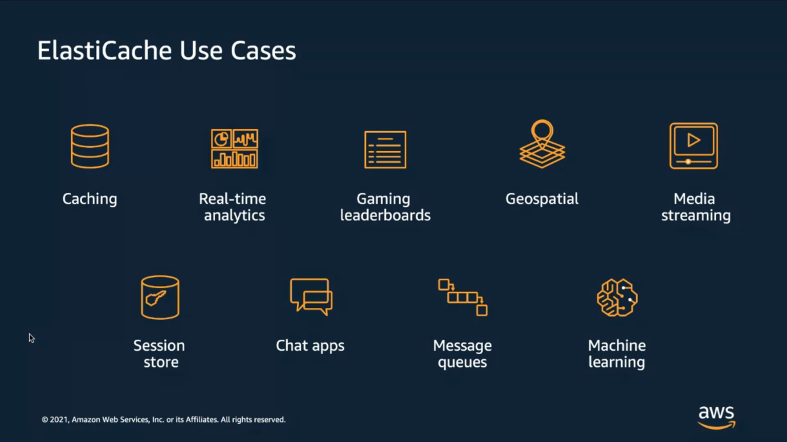Similarly, distributed session stores, real-time chats, distributed queues, machine learning feature stores, and much more are all fantastic examples of a way to leverage ElastiCache. Let's spend a few moments looking at some example architectures, one for caching and one for a session store.